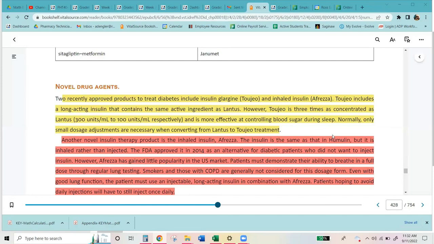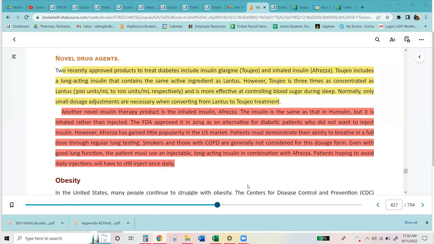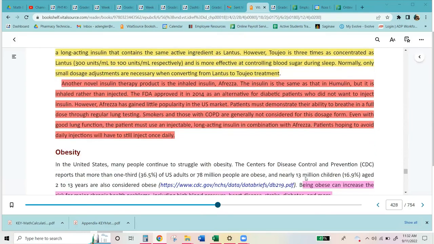Another novel insulin therapy product is the inhaled Afrezza. The insulin is the same as that in humans, but it is inhaled rather than injected. The FDA approved it in 2014 as an alternative for diabetic patients who do not want to inject insulin. However, it has gained little popularity in the US market. Patients must demonstrate their ability to breathe in a full dose through regular lung testing. Smokers and those with COPD are generally not considered for this dosage form. Even with good lung function, the patient must use an injectable long-acting insulin in combination with Afrezza. Patients hoping to avoid daily injections will still inject once daily.